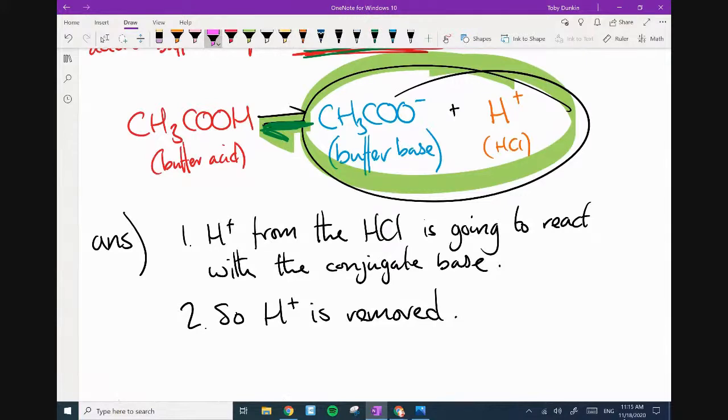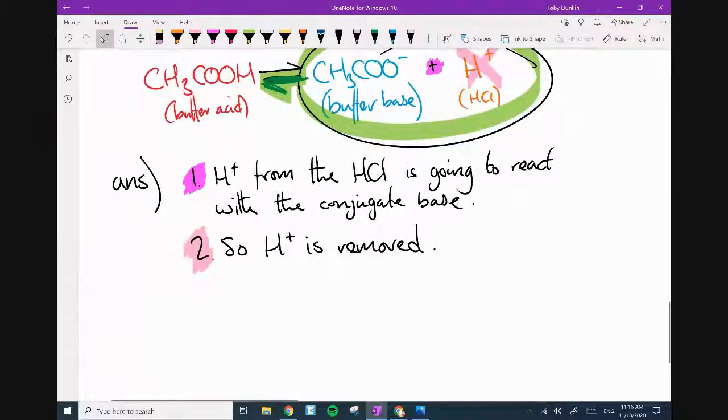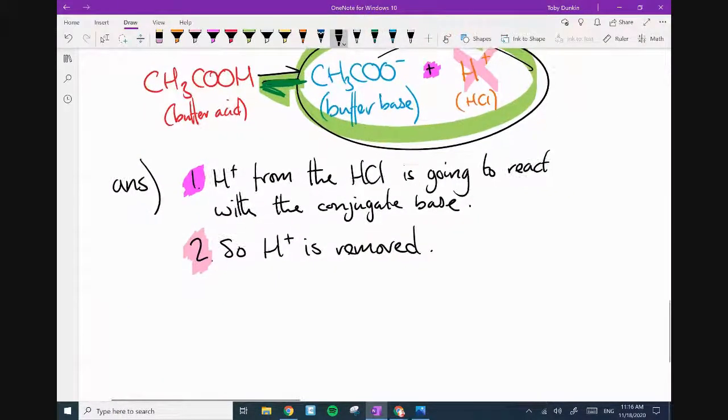So step number 1, I'm going to do in pink. Step number 1 is that the H plus is going to react with the conjugate base. Next, in pink, step number 2, the H plus is now going to get removed. You don't change the equation. The equation is good. I'm just telling you that that process removes it. And it does this by shifting the equation. So the H plus is therefore removed.